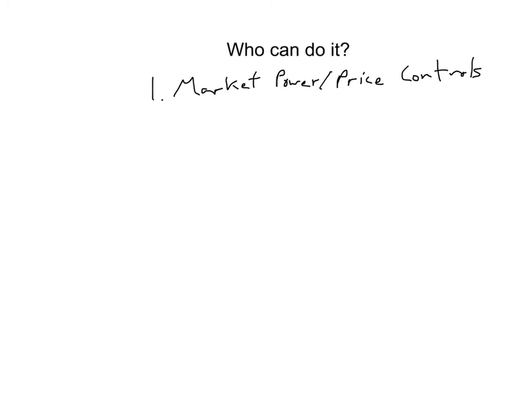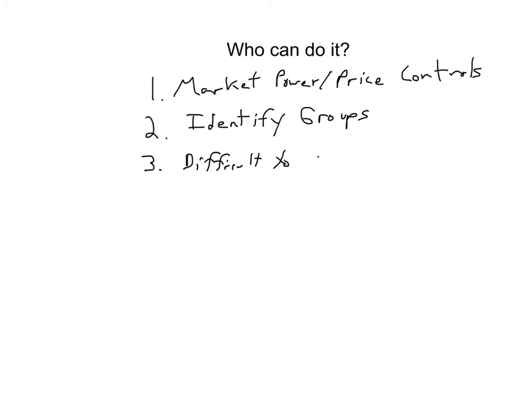Another condition that has to be fulfilled is that you have to be able to easily identify different groups. Okay, there has to be some way to select for them, somehow. So you have to be able to identify people who are willing and able to pay more and make them pay more, and identify people who are willing and able to pay less and make them not pay as much. Okay, the final condition is that this good has to be difficult to resell.